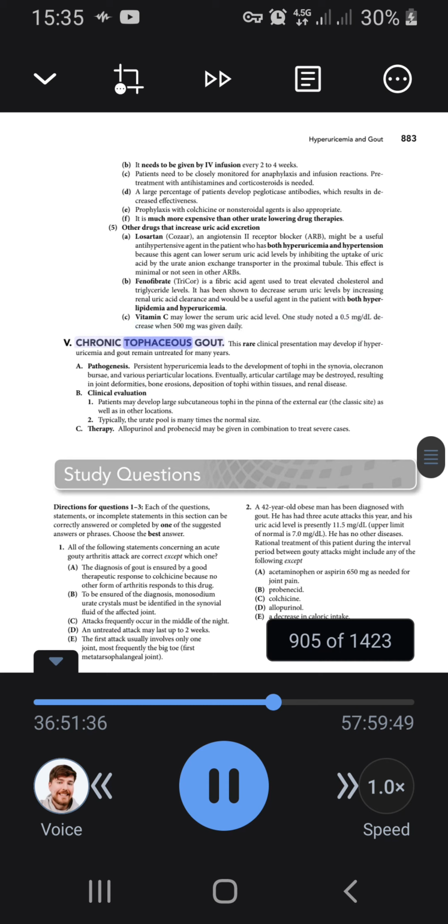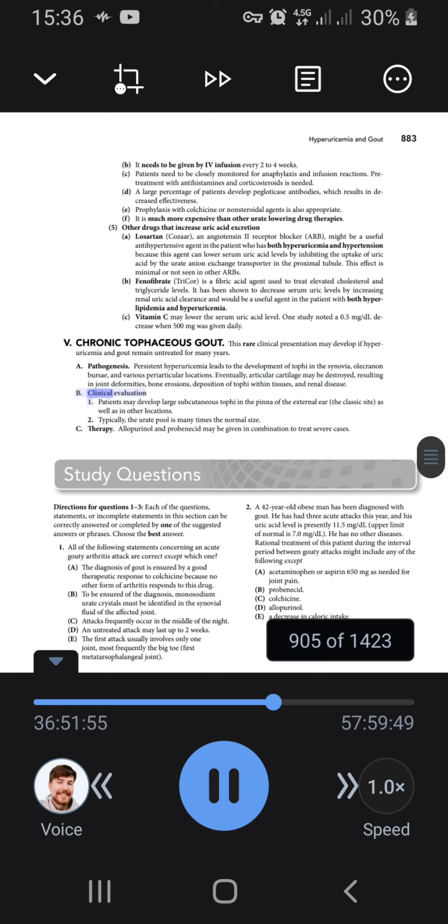Fifth, chronic tophaceous gout. This rare clinical presentation may develop if hyperuricemia and gout remain untreated for many years. Pathogenesis. Persistent hyperuricemia leads to the development of tophi in the synovia, olecranon bursae, and various periarticular locations. Articular cartilage may be destroyed, resulting in joint deformities, bone erosions, deposition of tophi within tissues, and renal disease.